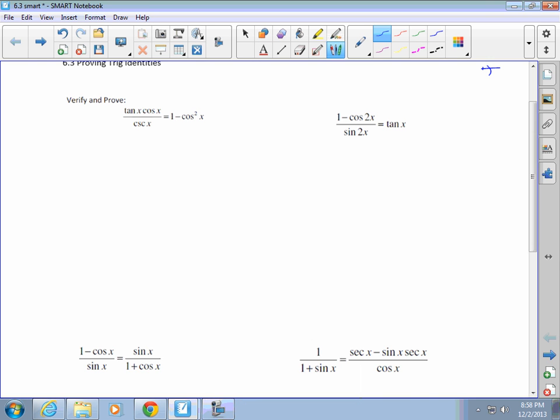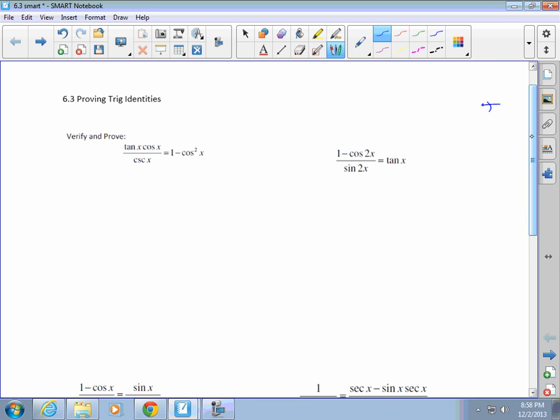However, 6.3 is just using what we learned in 6.1 and 6.2: those identities, the reciprocal identities, the Pythagorean, sum, and double angle identities, and the quotient identity was the other one, to prove that your left side is equal to your right side.